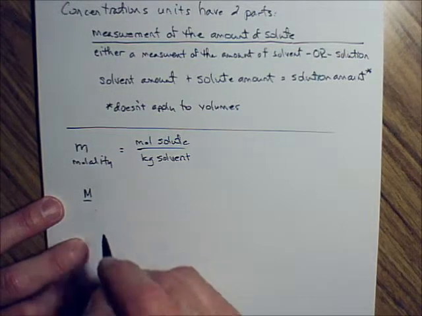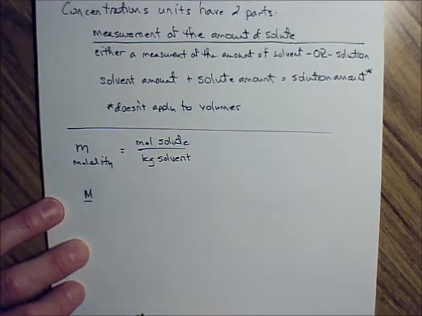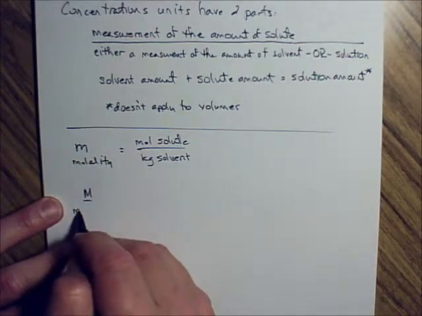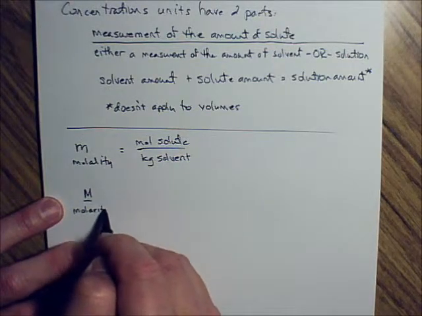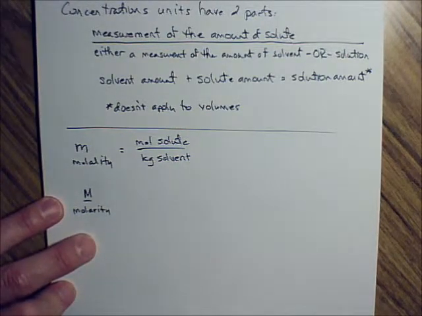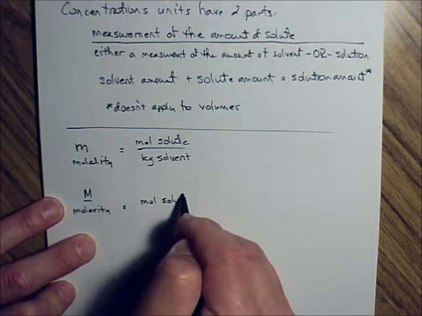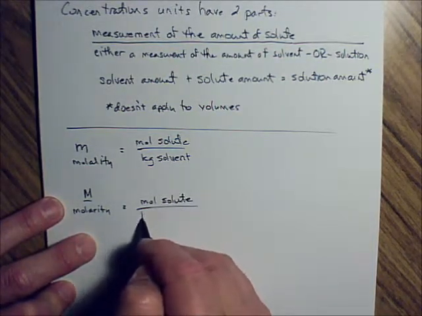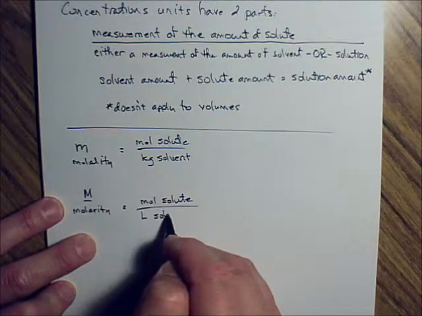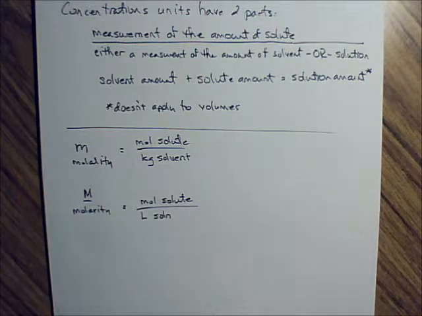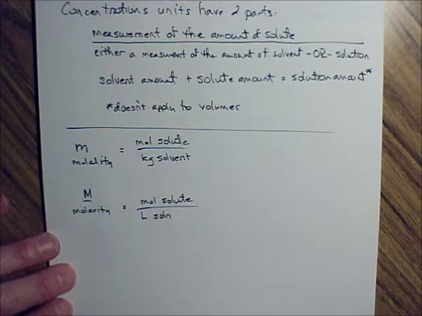Then we've got capital M with a line under it. And that's molarity. That's moles of solute over liters of solution. SOLN is a shorthand way of writing solution.